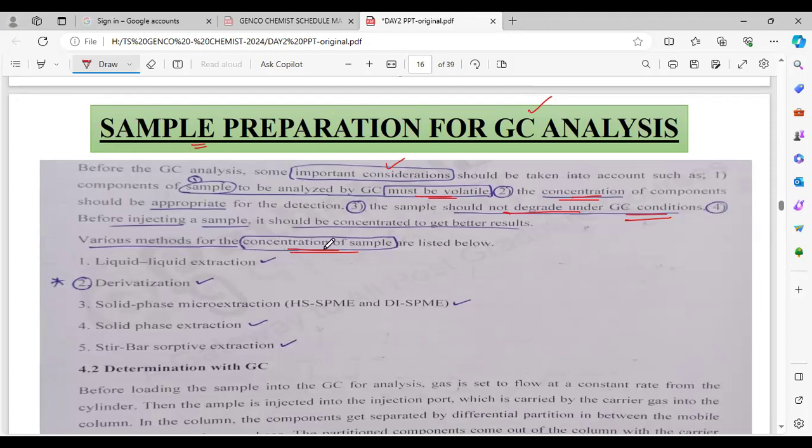Concentration of sample is nothing but preparation of sample for GC analysis. There are techniques in it, 5 different techniques. In our syllabus only one is given, that is derivatization. That means derive your sample according to your convenience, which can be detectable by GC technique. Is that clear? So there are 5 different techniques. You don't worry about this because that is not there in the syllabus. Derivatization technique is our primary one.